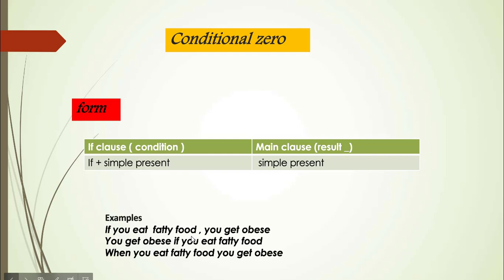Here we changed the arrangement of the if clause and the main clause, but the meaning does not change. What we can notice here is the use of the comma. When the if clause comes at the beginning, we have to use a comma. When the if clause comes second, we cannot use a comma. Then we can also change if to when. So here we have "when you eat fatty food, you get obese", and the meaning is still the same.